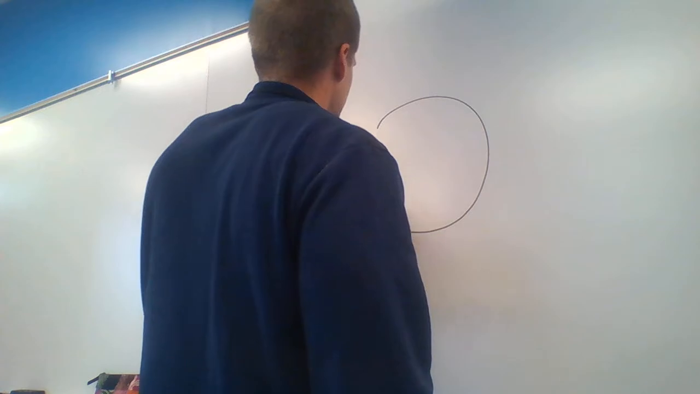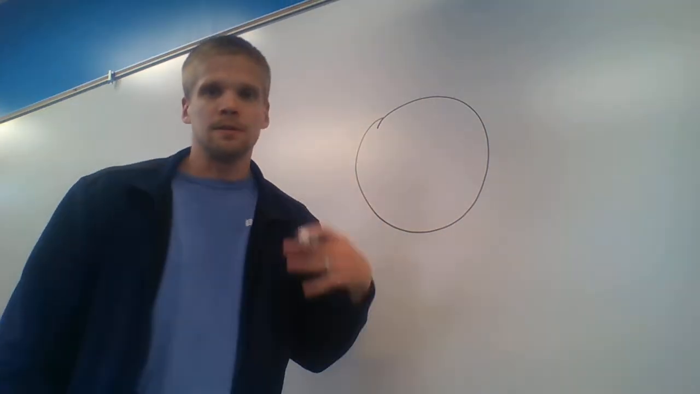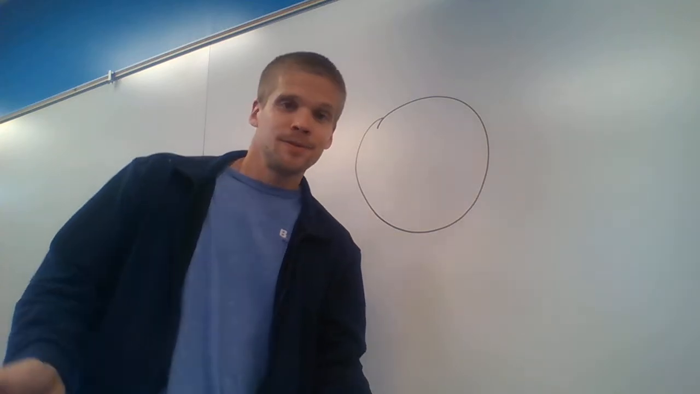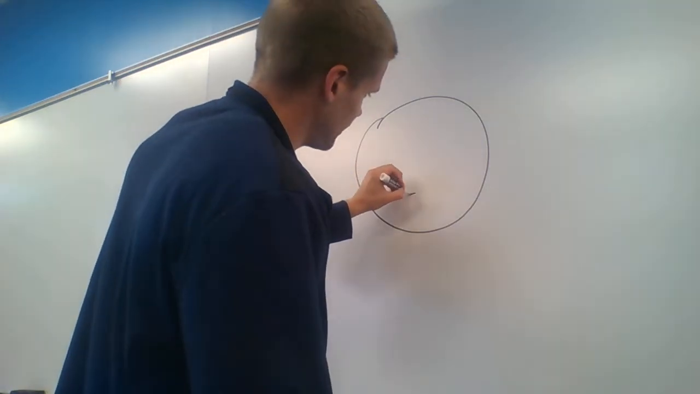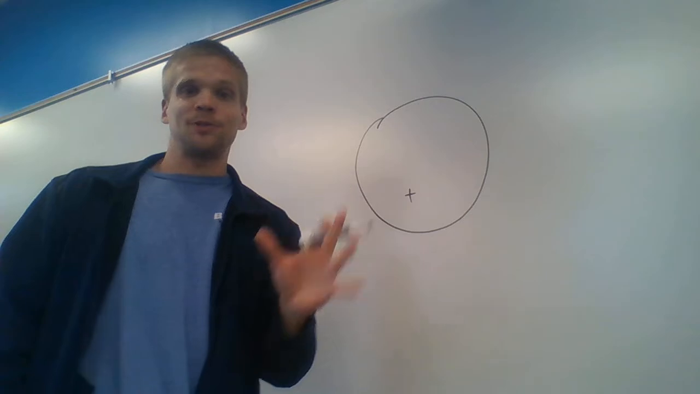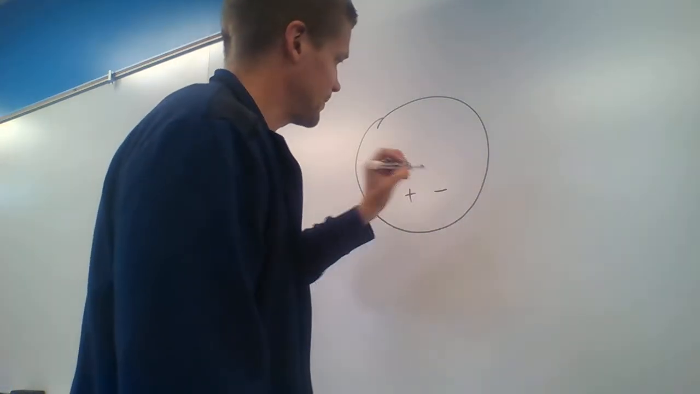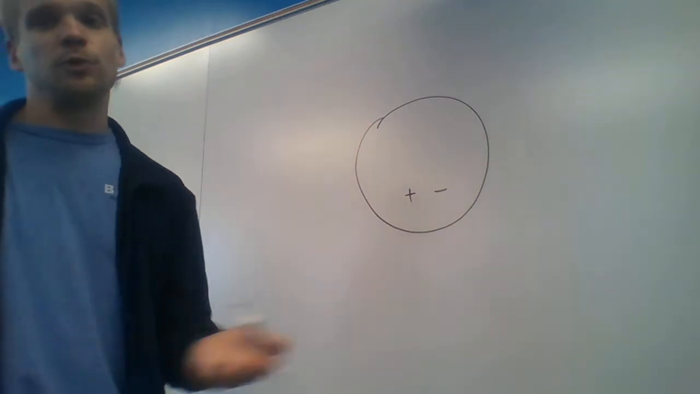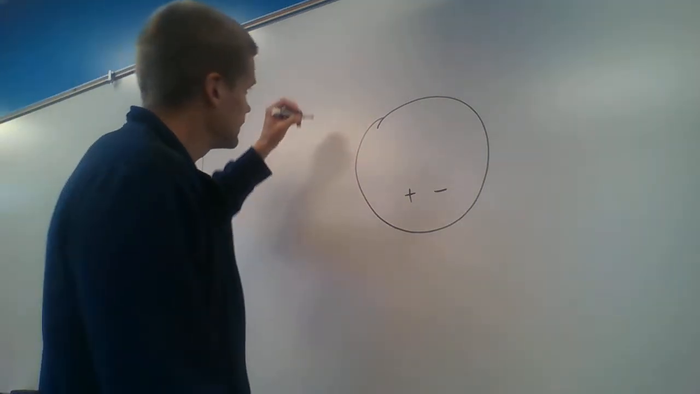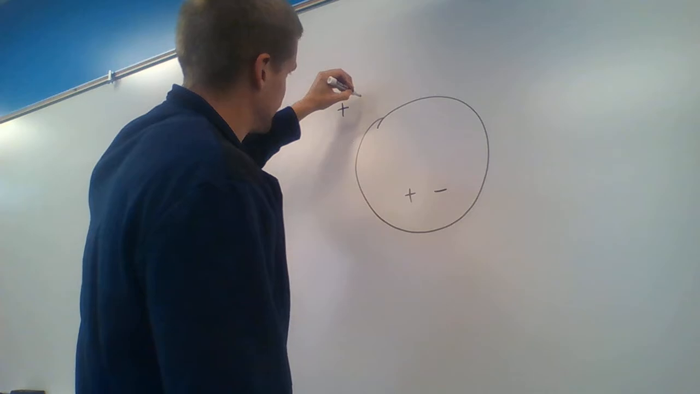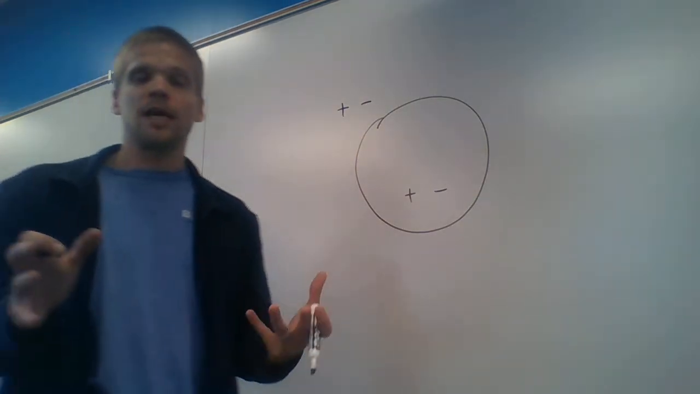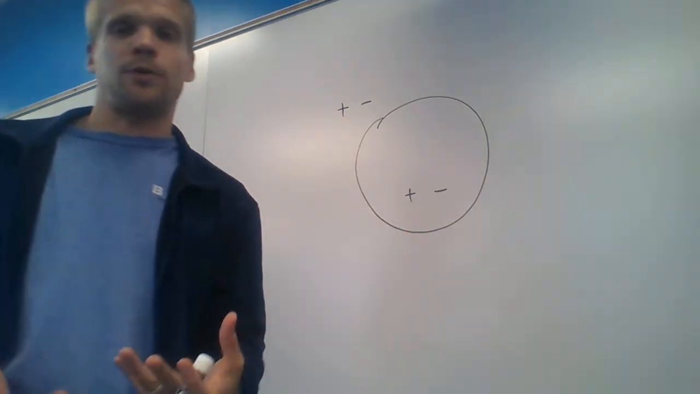You've got a cell like so. On the inside of the cell, there's the same number of positively charged ions as there is negatively charged ions. So the inside has no charge, right? It's neutral. Same is true for the extracellular fluid. Same number of positively charged ions and negatively charged ions. So the extracellular fluid is also neutral.